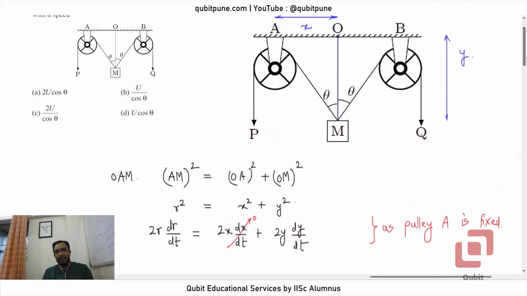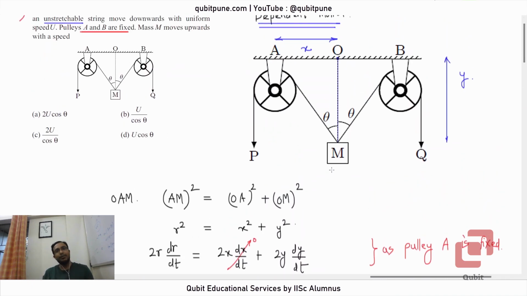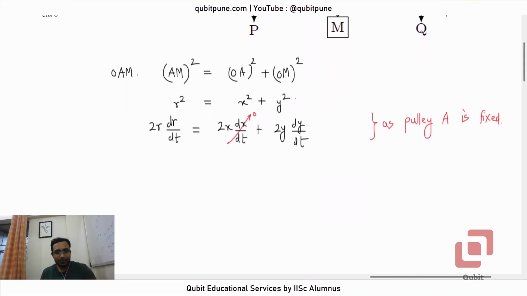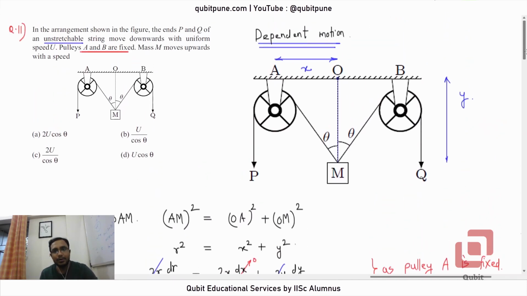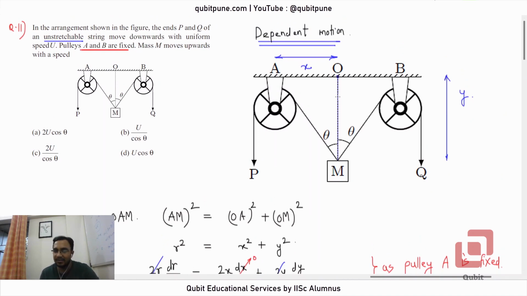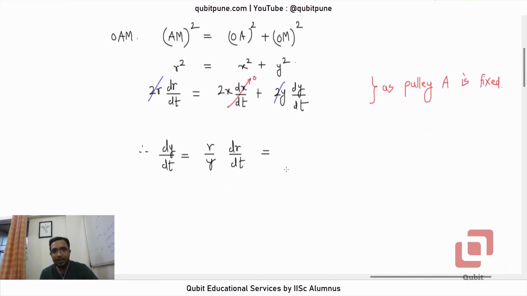The derivative of y with respect to t gives the instantaneous velocity of M. Let me cancel 2 here and write dy by dt as r by y times dr by dt. Now, they do not have the variables r and x here, they have theta. Considering triangle AOM, cos theta is y upon r, so r upon y will be sec theta.